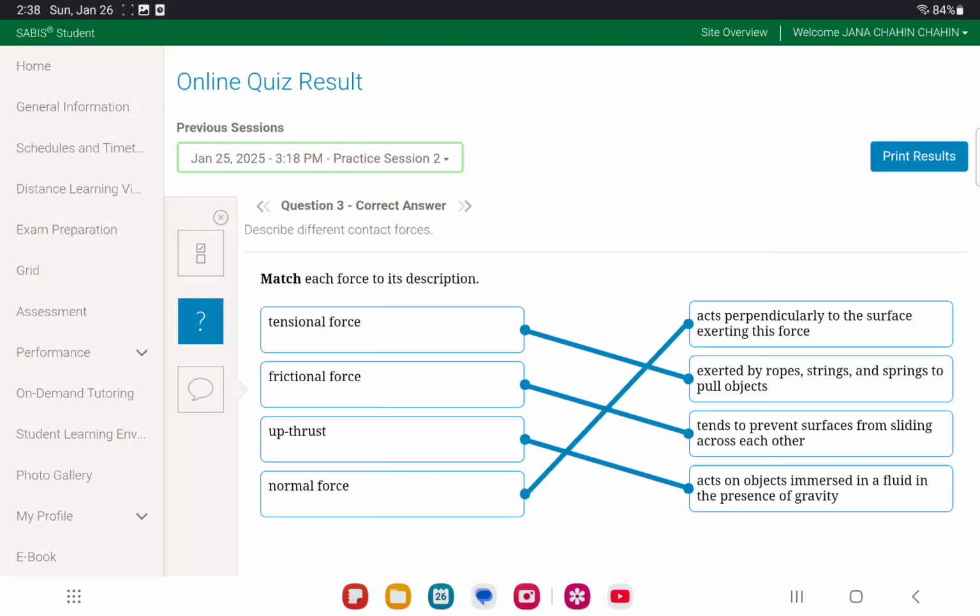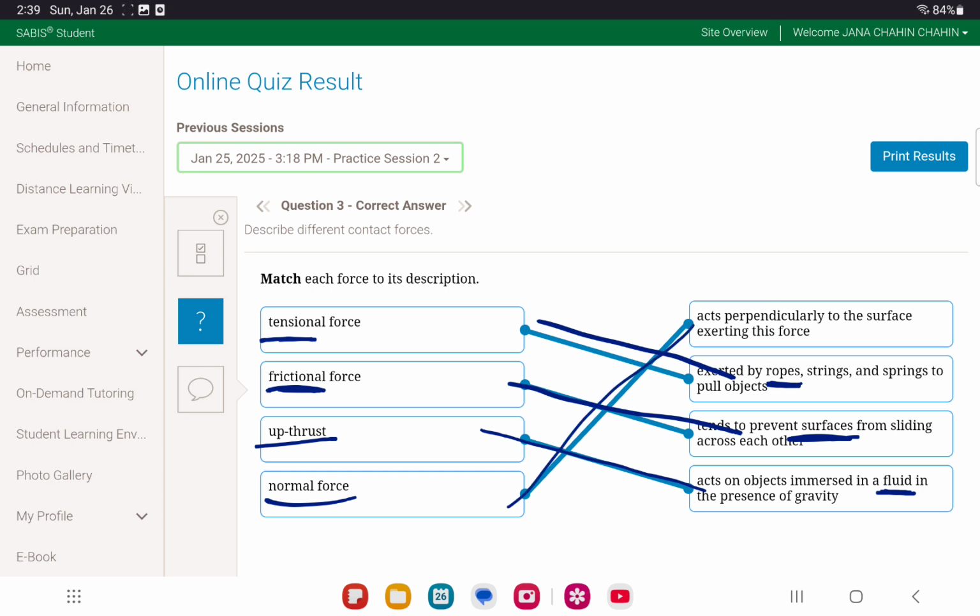Okay, here's upthrust. This will show you. So tension, we said when we have rope or cord or anything. Here's ropes, so tension is that one. Frictional, like I said, surface or rough surface. Here are surfaces, so that's one. Upthrust, like I said, water or fluid, and here we have fluid, so it's upthrust. And then normal force is whenever you see perpendicular, that means it's the normal force. Okay, that's it.